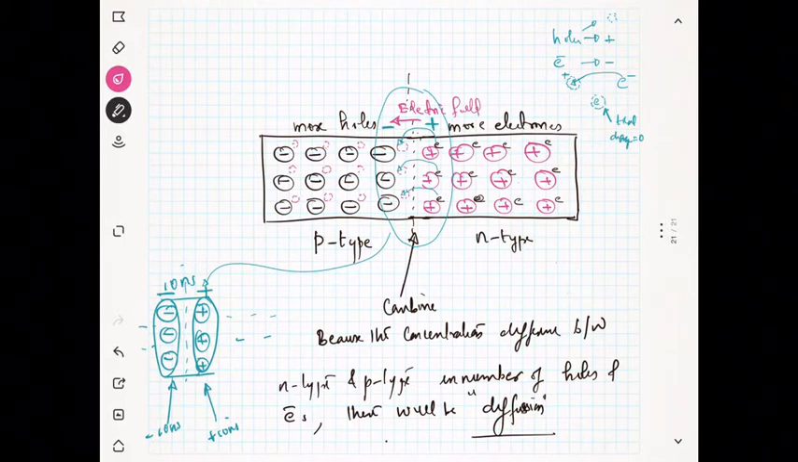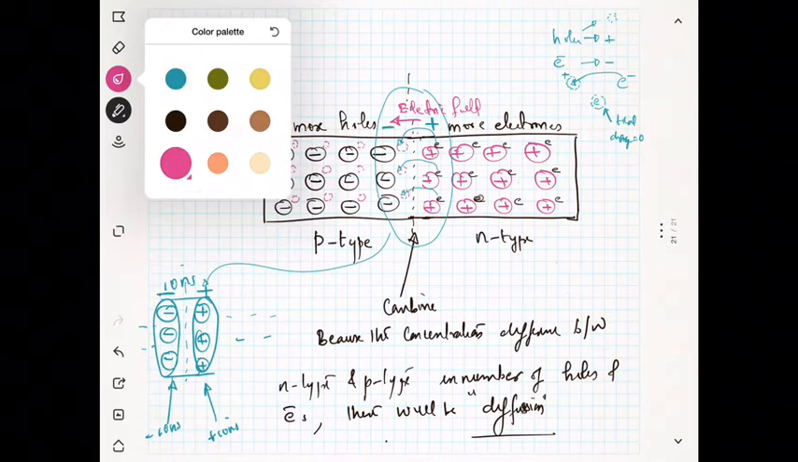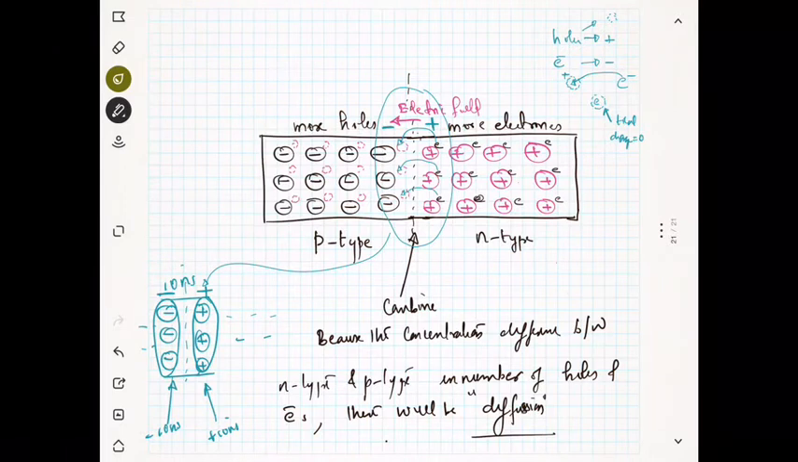Now you see here there are a lot of electrons on the right side and a lot of holes on the left side, and the electric field is actually due to the ions and it is weak. Since the electric field is weak, what will happen? More electrons will jump from here and sit in the holes.